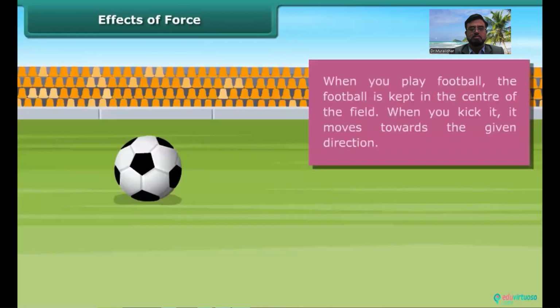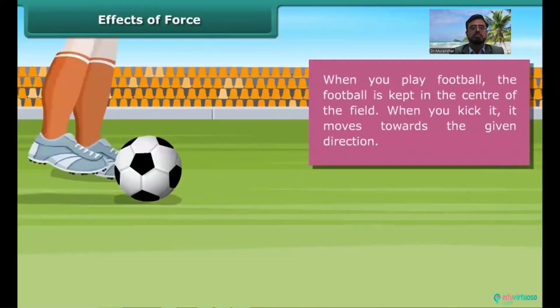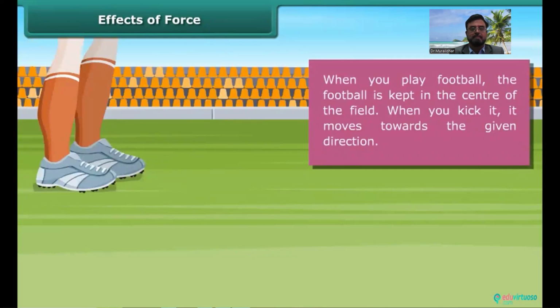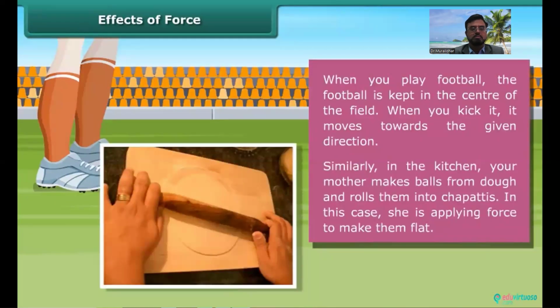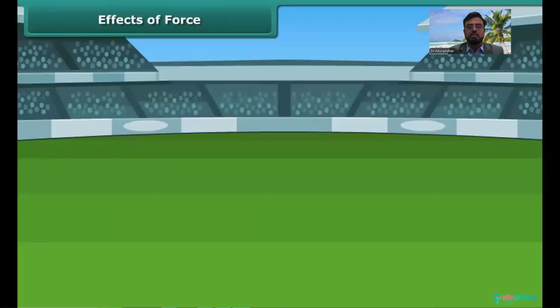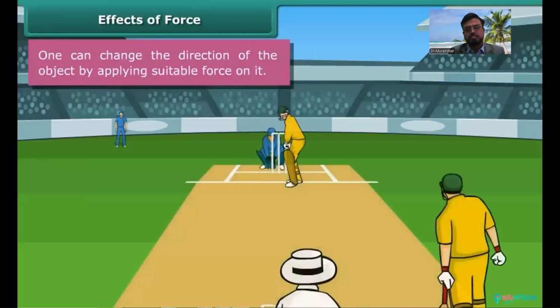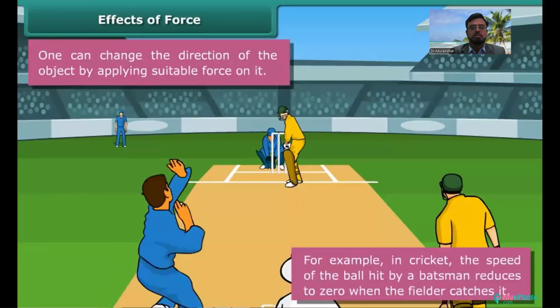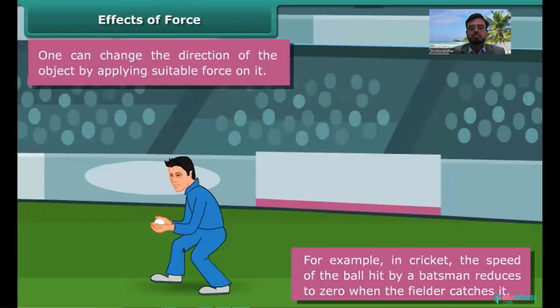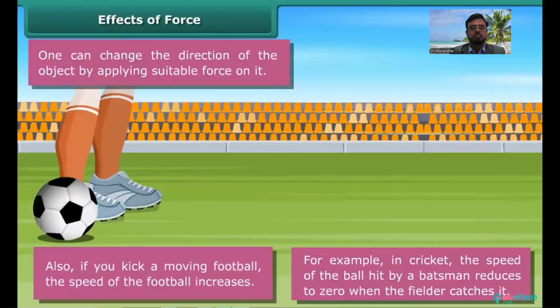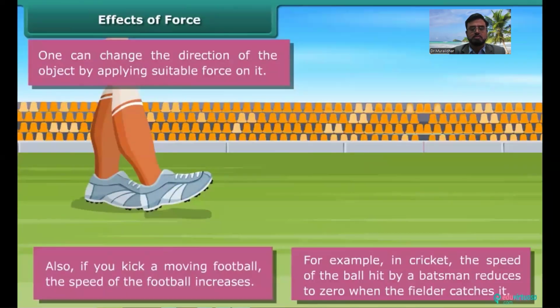When you play football, the football is kept in the center of the field. When you kick it, it moves towards the given direction. Similarly, in the kitchen, your mother makes balls from dough and rolls them into chapatis. In this case, she is applying These are force all the effects to of make them force. flat. How force will affect. Effects of force. One can change the direction of the object by applying suitable force on it. For example, in cricket, the speed of the ball hit by a batsman reduces to 0 when the fielder catches it. Also, if you kick a moving football, the speed of the football increases.